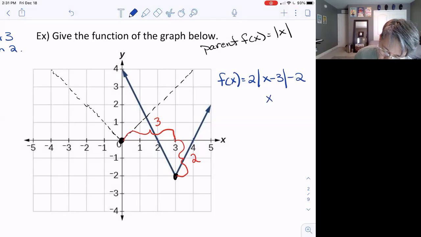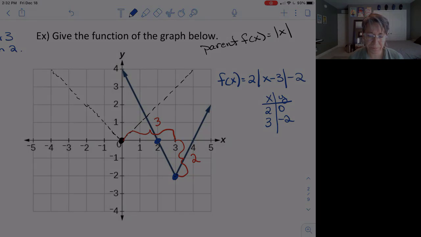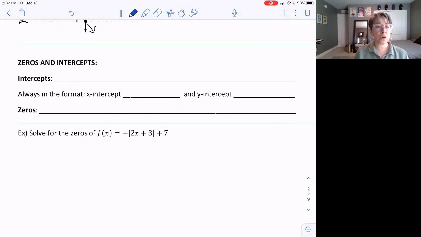We can use a table, and we can plug in values for x. For example, if I plugged in 2 for x, I get 0 for y. That's a true point right there. If I plugged in 3 for x, I would end up with a -2 for y. That is correct. So you can test it to make sure, or you can also graph it on your graphing calculator. The last concepts I want to cover in 1.6 are zeros and intercepts.